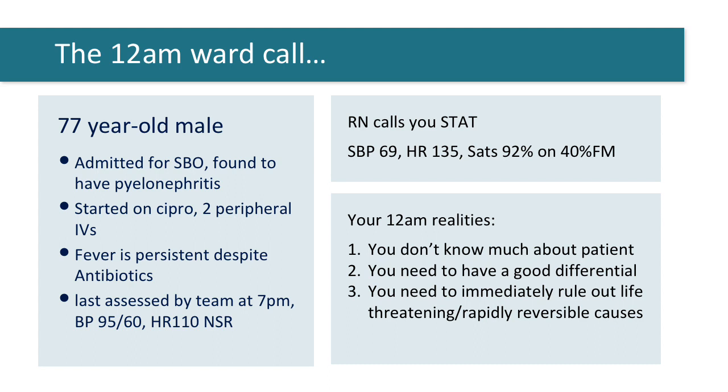He was last seen by the team at 7 p.m. with a blood pressure of 95/60 and a heart rate of 110, but in normal sinus rhythm. You were called to the ward immediately by the nurse. At that time, you're called because the systolic is now quite low. His systolic is less than 69, heart rate of 135, saturating 92% on 40% face mask.